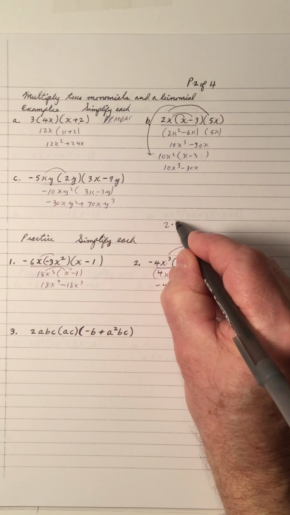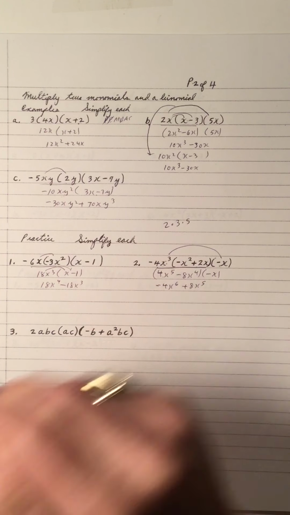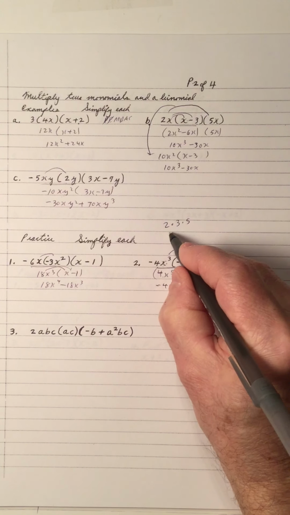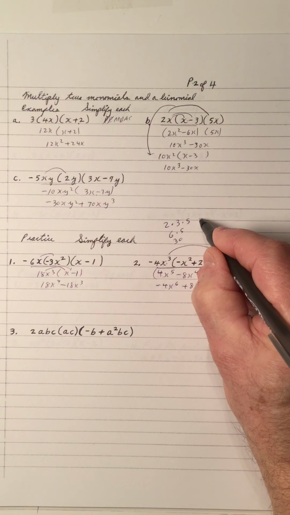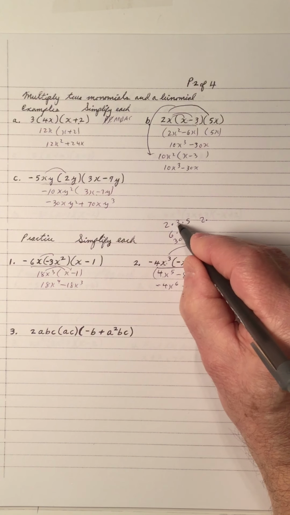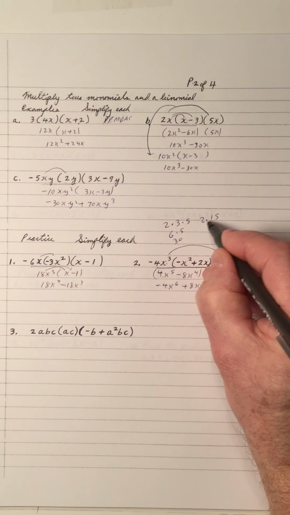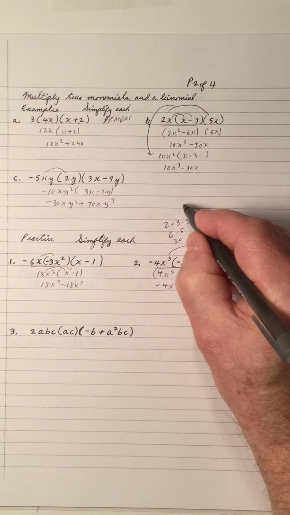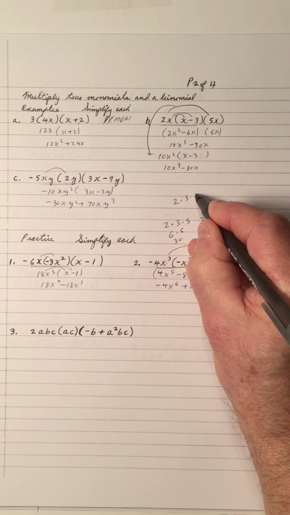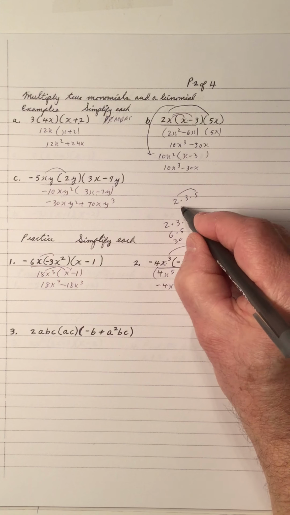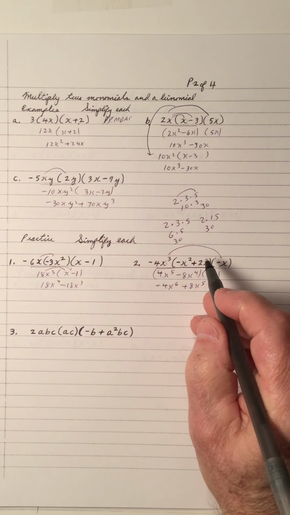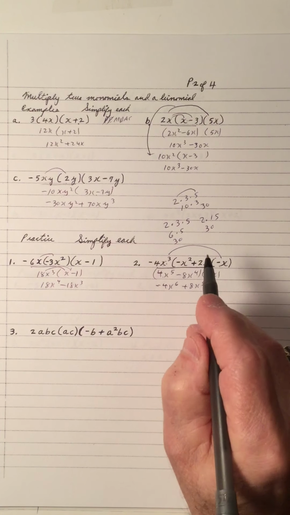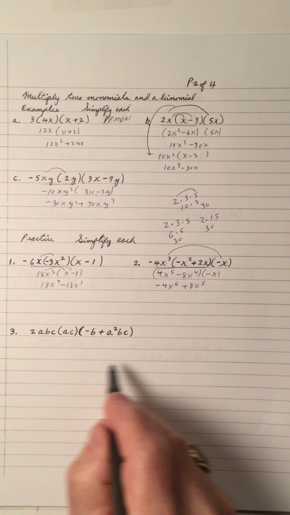Remind you, 2 times 3 times 5. It's your choice. 2 times 3 is 6, then times 5 is 30. Or you can go 3 times 5 is 15, and 2 times 15 is 30. Or, because you have three multiplications, you could go 2 times 5 is 10, times 3 is 30. So note, multiply two of them, and then the third one after.